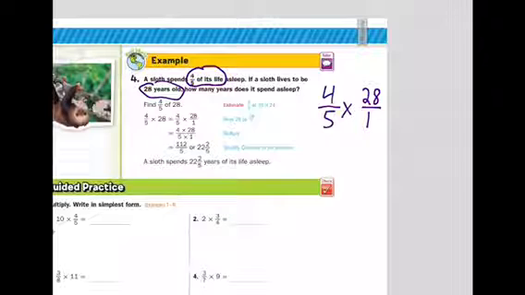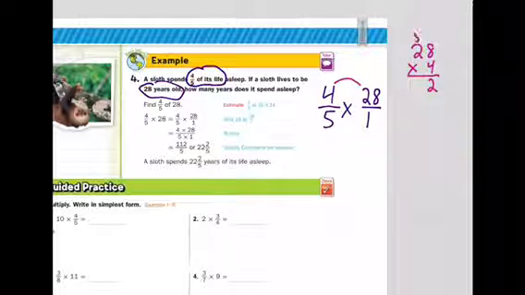And this one could be a little bit of a pain, but it's really not that big of a deal. Watch. So when I do 4 times 28, unless you know your 28 times tables, you might have to do this. 28 times 4, that's 32, carry the 3. 4 times 2 is 8, plus 3 is 11. So that's 112. So 4 times 28 is 112. 5 times 1 is 5. Now that is a very big improper fraction, so now I'm going to divide.